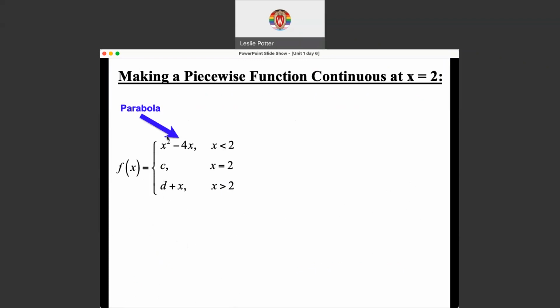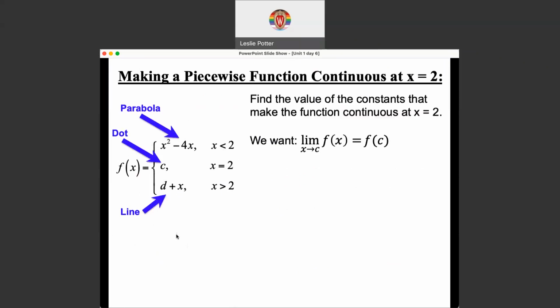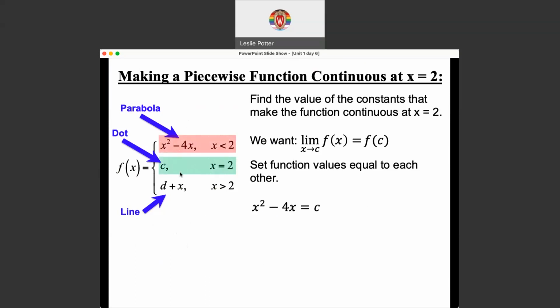So just to kind of preface what we have here, we have a parabola here. We've got a line here, right? And this is a constant value right here, or a dot, however you want to look at that. So we want to find the value of the constants that make the function continuous at x equals 2. So we want all of those function values to be equal. So let's just start setting them equal to each other and see what we get. So let's start with the top two values. We're going to set the parabola equal to the dot, or the function value.